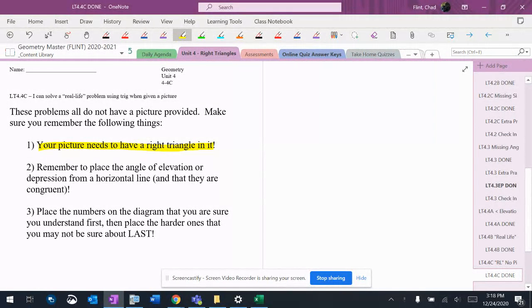Your picture does not need to be fancy. It doesn't need to have trees drawn in or buildings or any of those things. You can do that if you want to, but you want to spend the most time making sure that the numbers are in the right places.